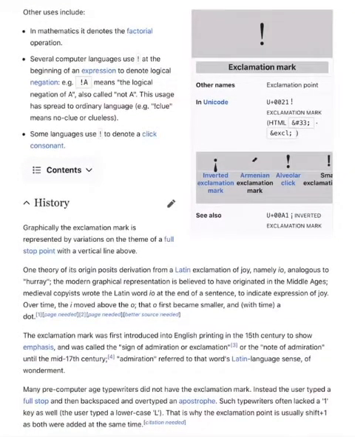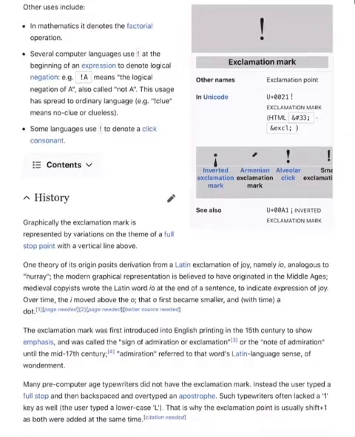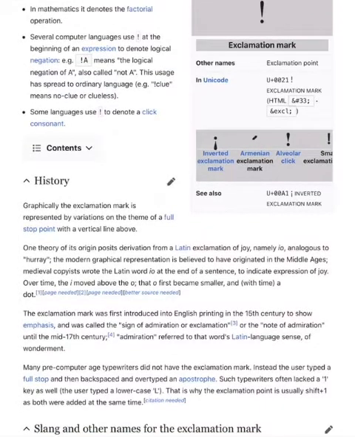Several computer languages use the exclamation point at the beginning of an expression to denote logical negation. For example, !A means the logical negation of A, also called "not A". This usage has spread to ordinary language. For example, !clue means no clue or clueless. Some languages use the exclamation mark to denote a click consonant.